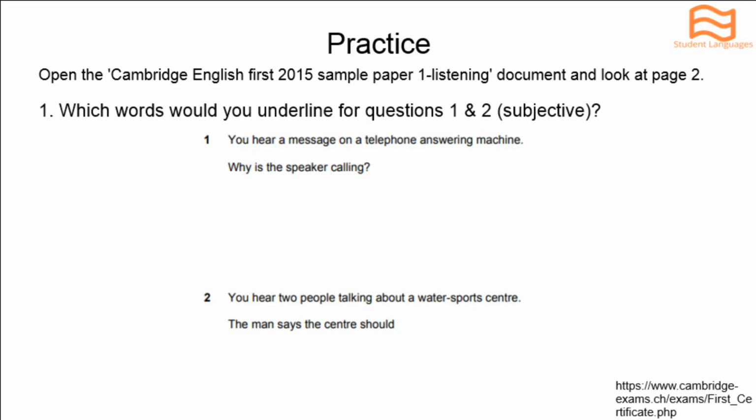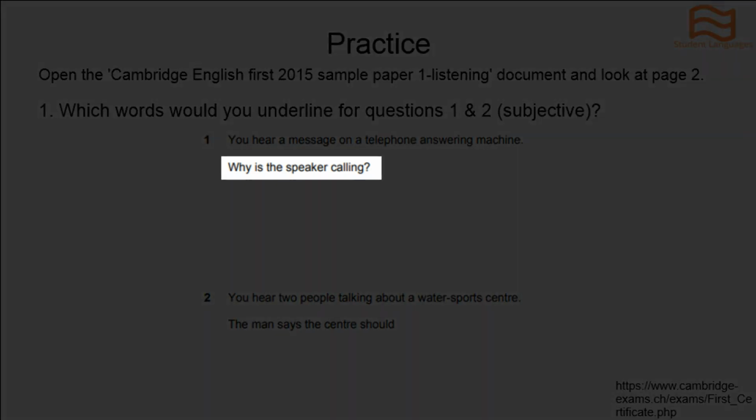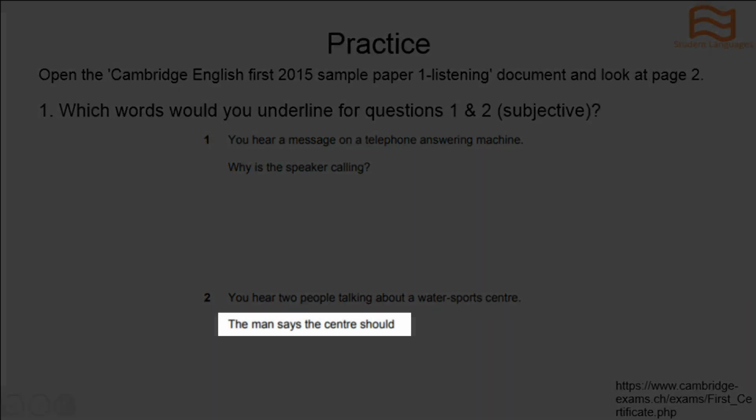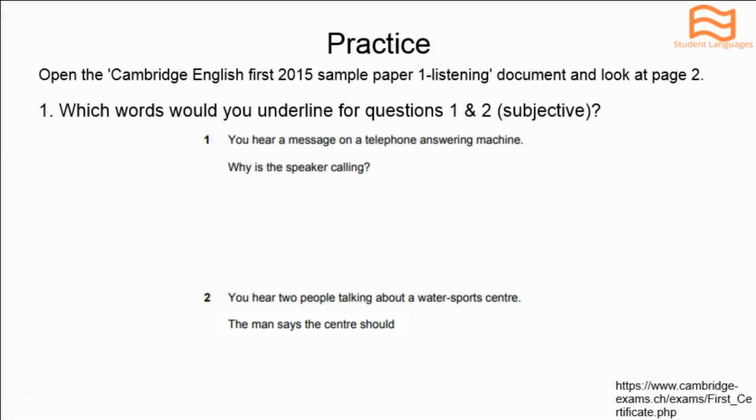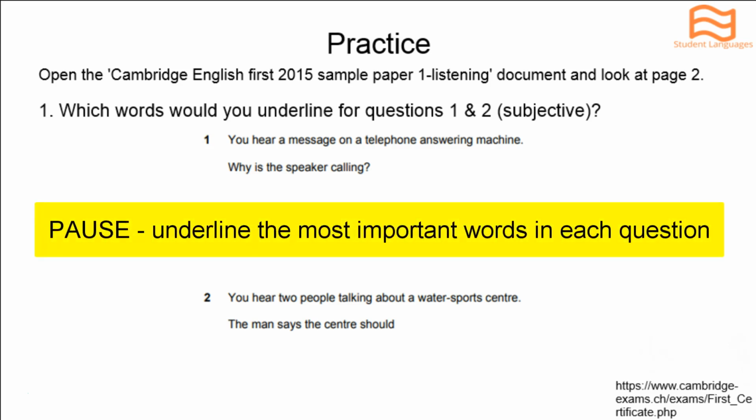Okay, so what I'd like you to do is to quickly read question 1 and then underline the most important words in this part of the question here. And do the same thing for number 2. And it should only take about 5 seconds for each question to do this. So press pause now, and when you're ready, press play.